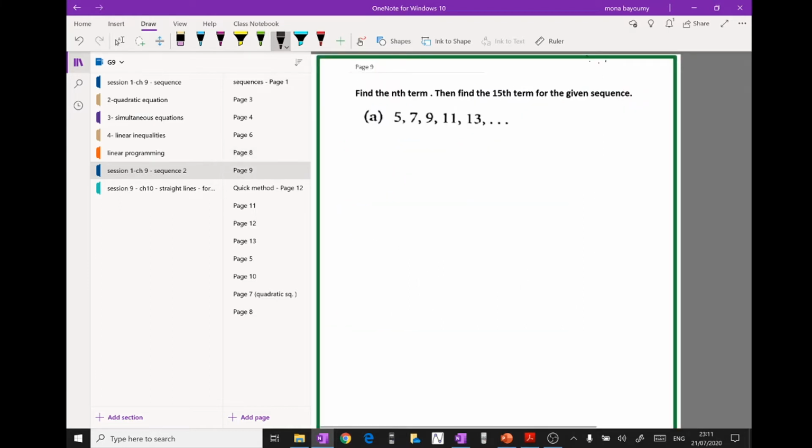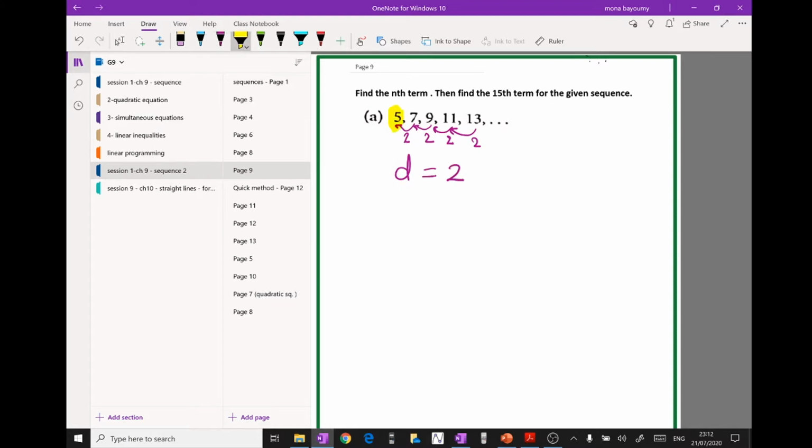Now find the nth term, then find the 15th term again for the given sequence. Okay, 5, 7, 9, 11, 13. First of all, what do we have to find? The common difference, which is 7 minus 5, it is 2. 9 minus 7, also 2. 11 minus 9, 2. 13 minus 11, 2. So the common difference, which is d, equals 2.